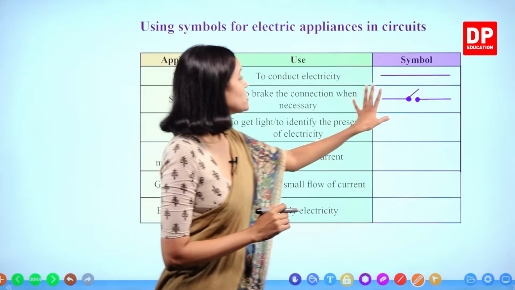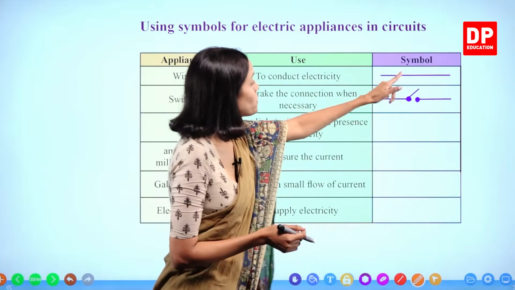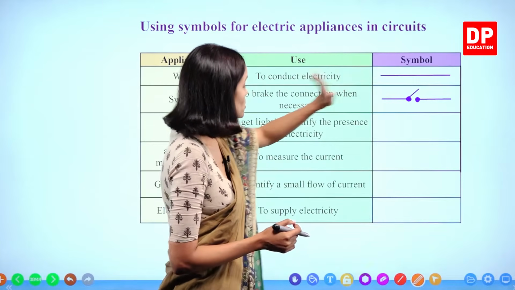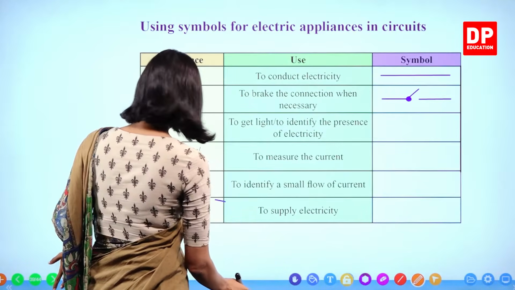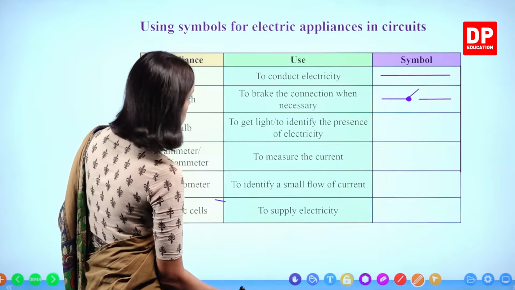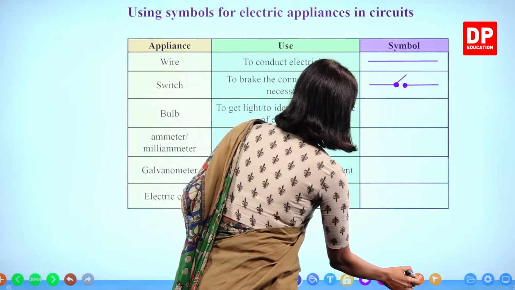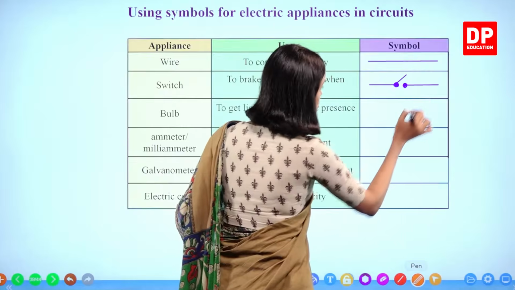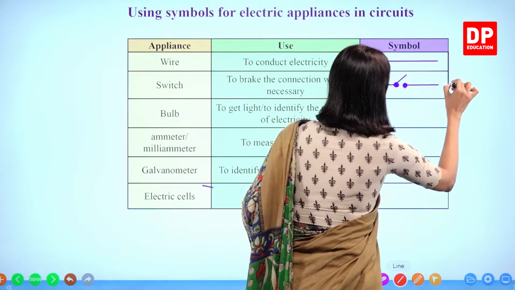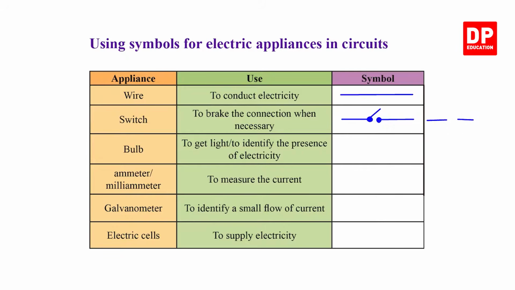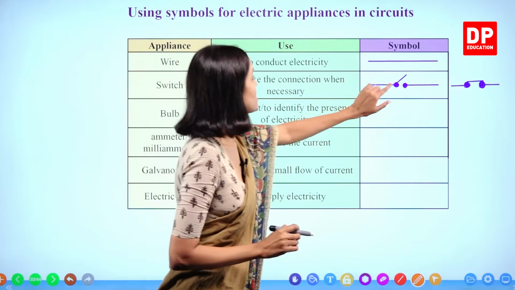Okay, children? So this is the switch. This is an open switch. If you want to draw a closed switch, how would you do that, children? Right, if you want to draw a closed switch, this is how you do that. You have to do the same thing. So this is a closed switch. Okay, this is an open switch.